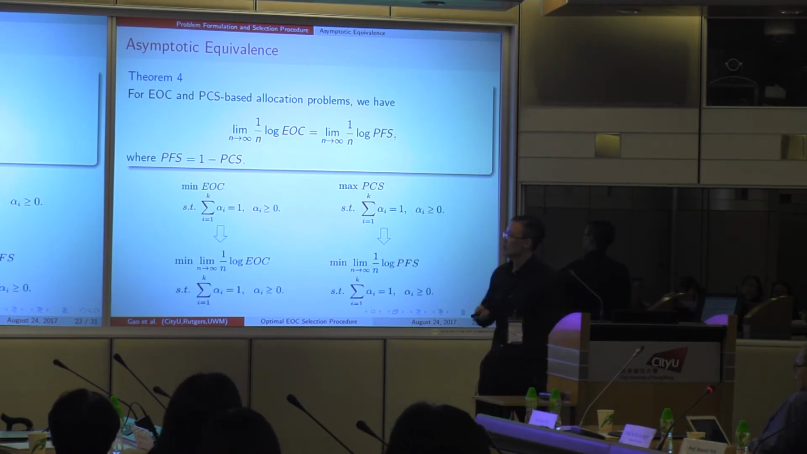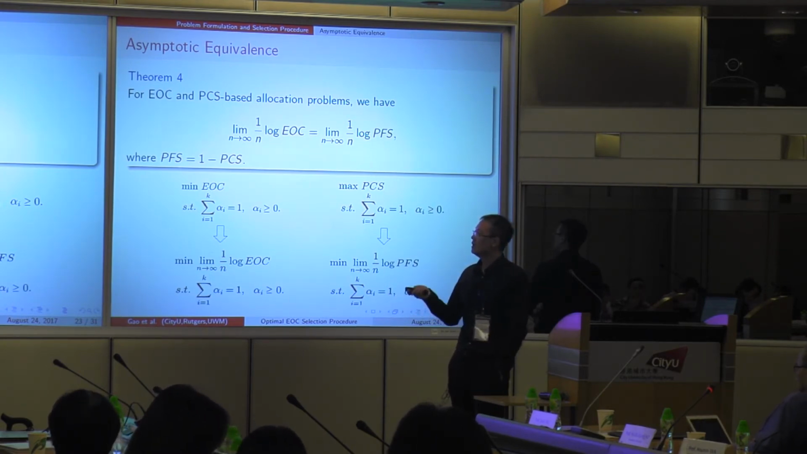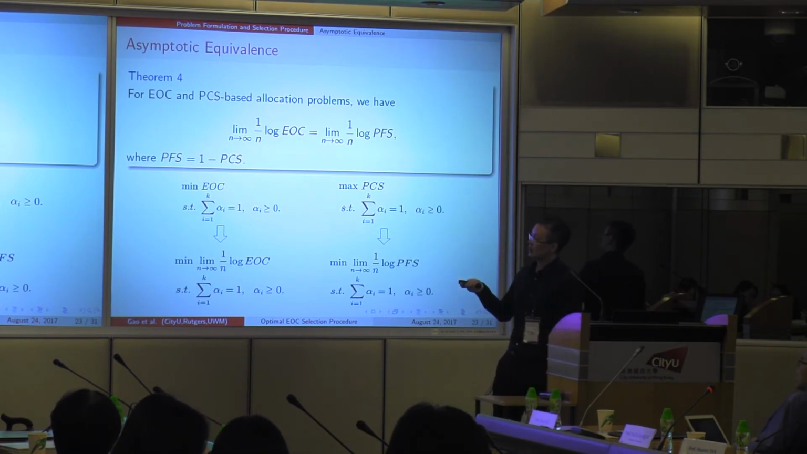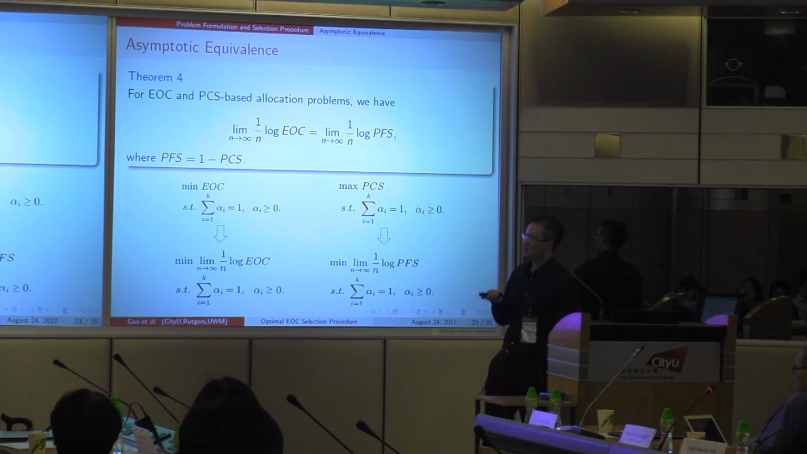We can let the simulation budget go to infinity and consider an asymptotic version of the EOC-based selection problem like this. Maximizing PCS, the probability of correct selection, is the same as minimizing the probability of false selection. We further consider the asymptotic version of minimizing PFS. And it can be proved that these two problems are the same.